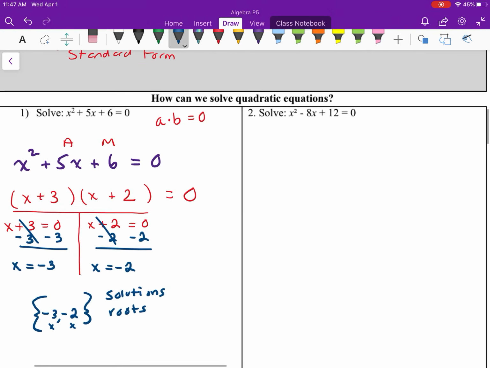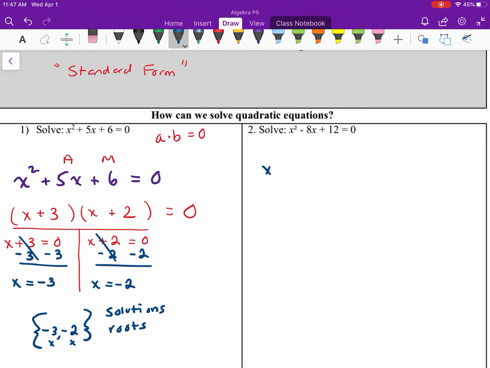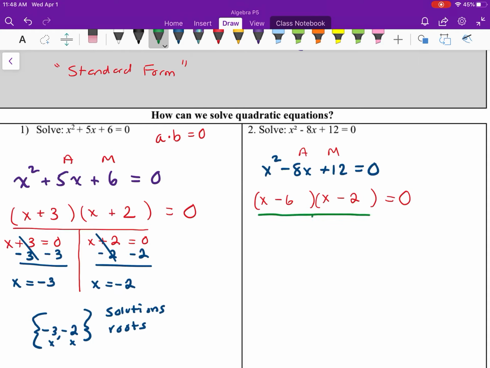But I want to do number 2 now. Okay, we have a quadratic equation here. It's got x squared. It's also equal to 0, which means we can begin. x squared minus 8x plus 12 equals 0. This one is factorable with the AM method again. So double parentheses equals 0. X squared is x times x. Now we're going to think of numbers that multiply to 12 and add up to negative 8, which would be negative 6 and negative 2.